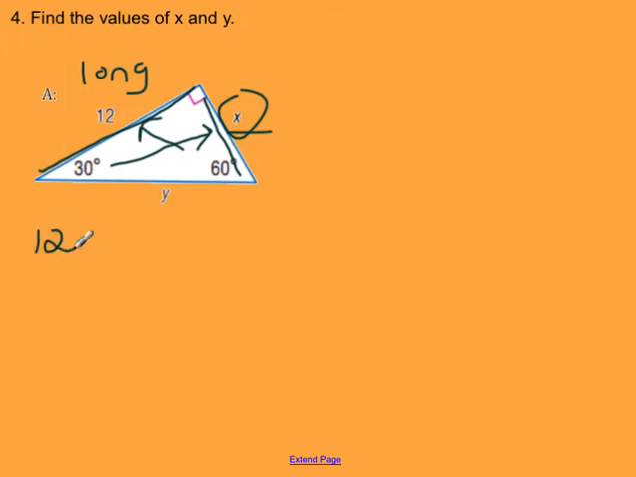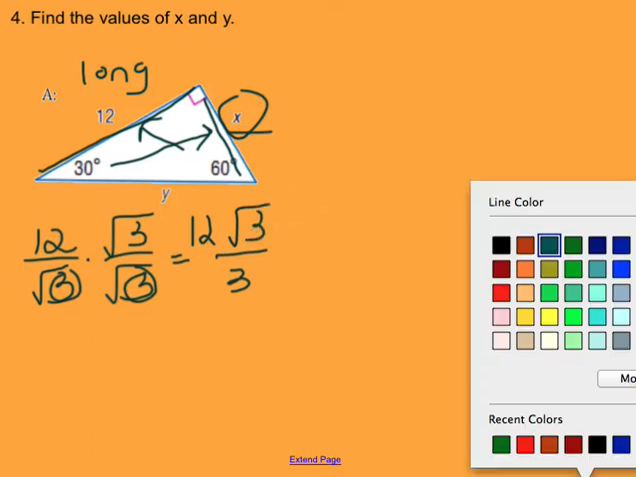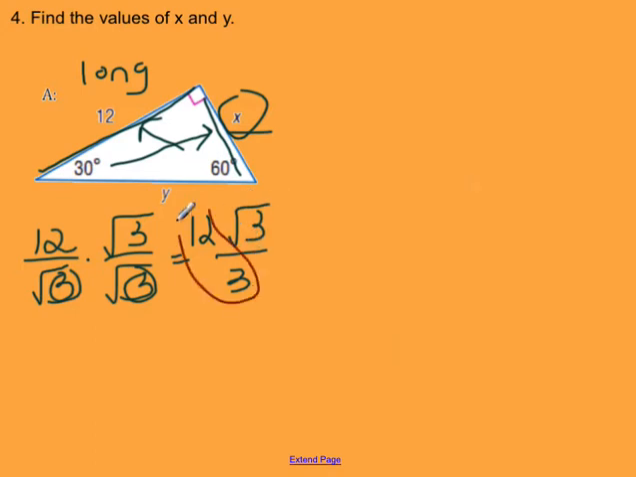So we're taking 12 and dividing it by the square root of 3. Again, we don't want to have radicals in the bottom. So I'm going to multiply by the square root of 3 over the square root of 3. Square root of 3 times square root of 3 is just going to be 3. So then I have 12 square root of 3 over 3. Then 12 divided by 3 is 4. So I get 4 square root of 3 for X. Again, just leave it as that simplified radical.